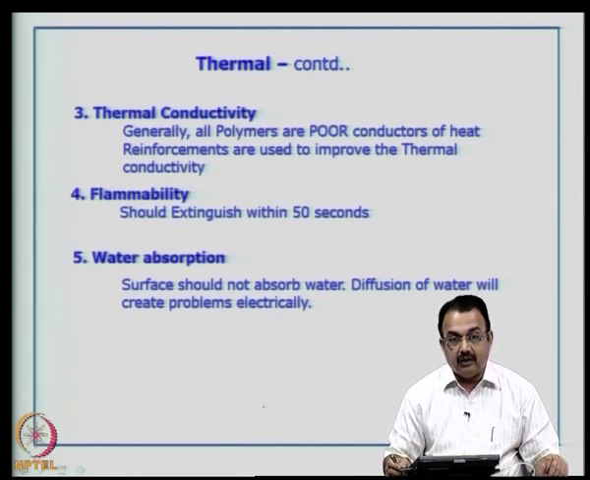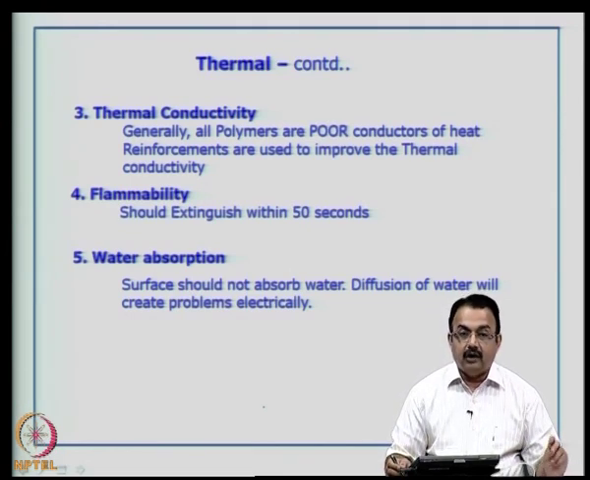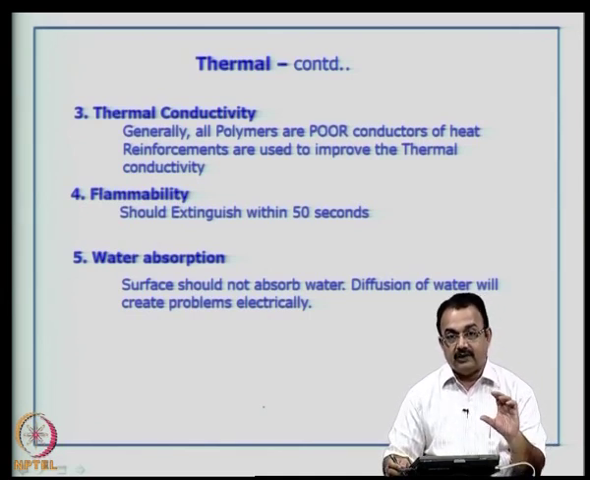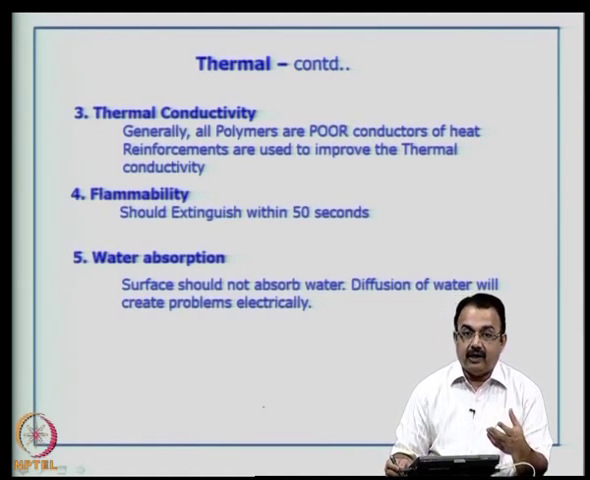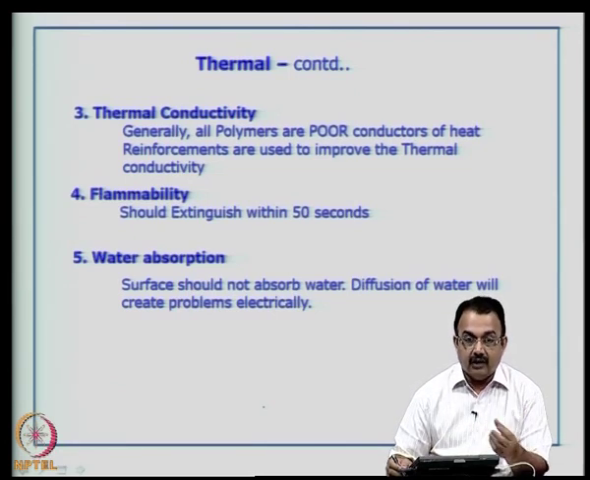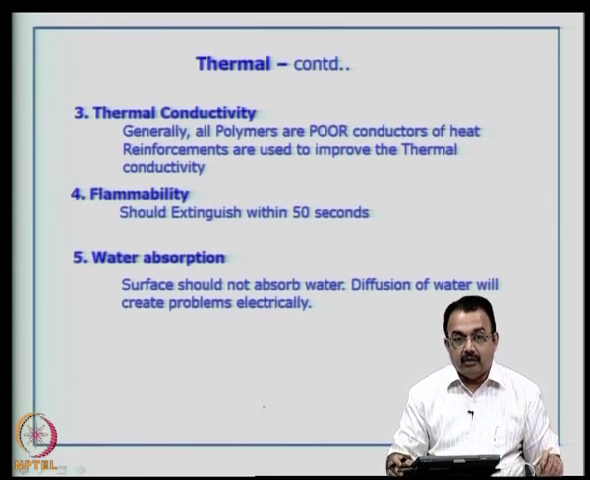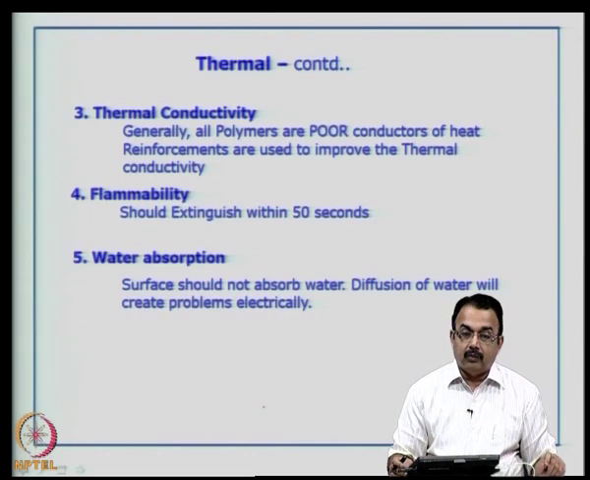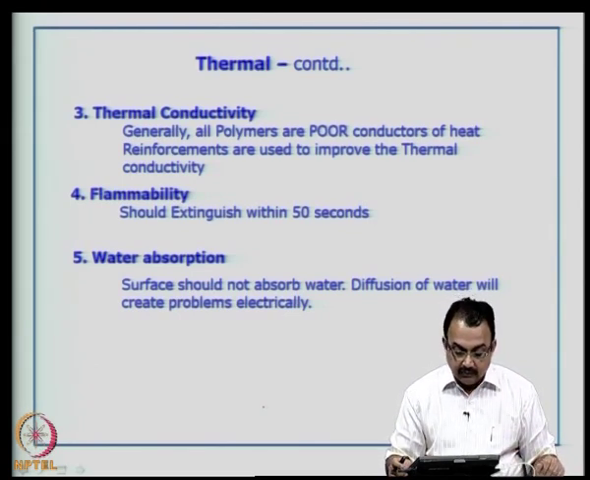Thermal conductivity, generally all polymers are poor conductors of heat. Reinforcements are used to improve the thermal conductivity. We have seen how metal core is also used in the core structure of a PCB to remove heat, to act as a heat sink, because some packages like your processors can dissipate a lot of heat. So, it is better to remove the heat from the package to the body of the PCB using core metal structures, or other fillers can also be used.